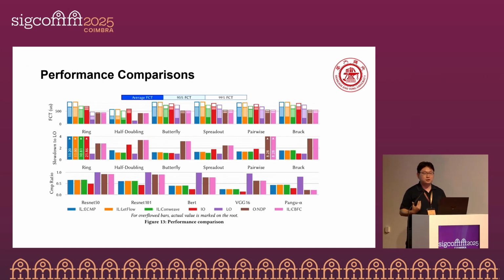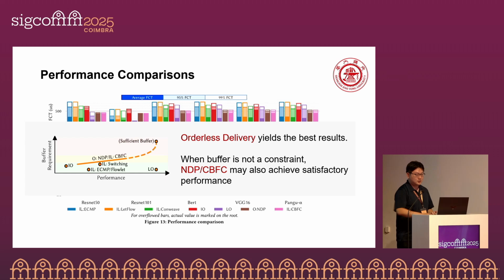We have measured their performance through simulation and estimated the competitive ratio when being used for training different AI models compared to the ideal switch. It leads to the conclusion that orderless delivery yields the best results. And if the buffer is not constrained, NDP and CBFC may also achieve satisfactory performance.